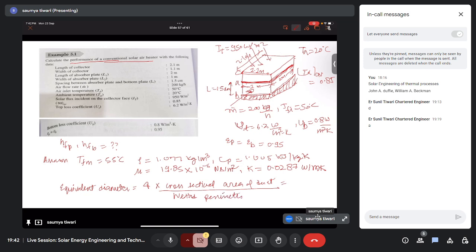So it will be 4 into your cross sectional area, which is 1 into 0.015, this is in meters, right? And your wetted perimeter is basically this whole thing. So it will be 2 into 1 plus 0.015. So this equivalent diameter DE will come to be 0.0296 meter.